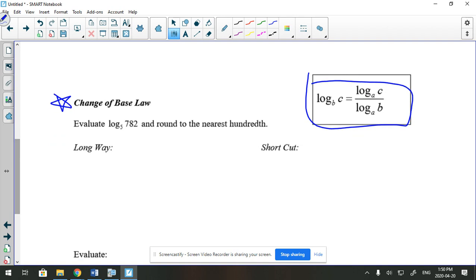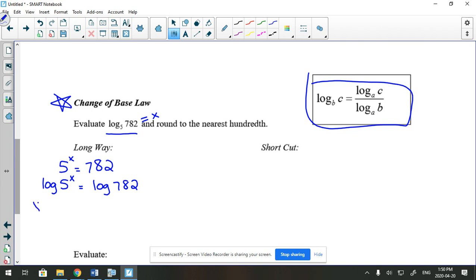So it says evaluate log base 5 of 782 and round to the nearest hundredth. Okay, so I'm going to show you the long way, the way we're used to right now to solve this. What I would do is change this into an exponential equation. I want to know what this equals. We call that x. I want to figure out what x equals. So my long way is changing it into exponential form. Now I can take the log of both sides to solve it, or use one of the methods above.